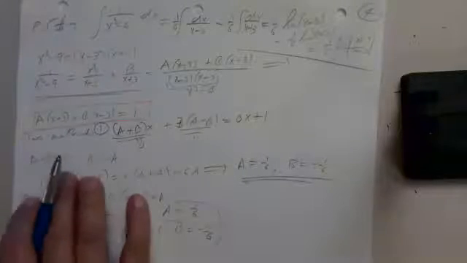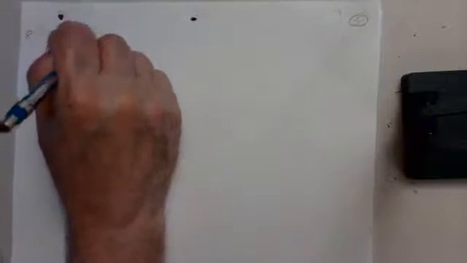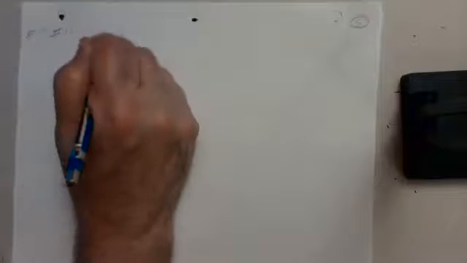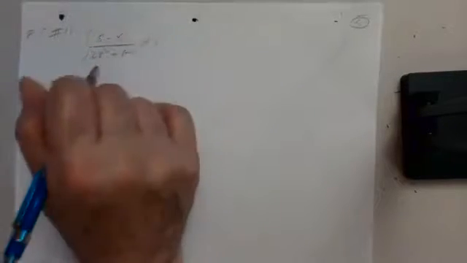Let me do another one of these. These are interesting. This is 8.5, let's say number 11. Number 11, we have the integral of 5 minus x over 2x squared plus x minus 1 dx.